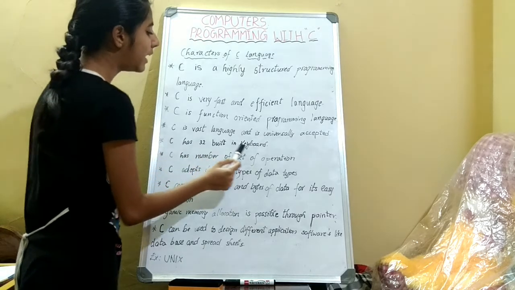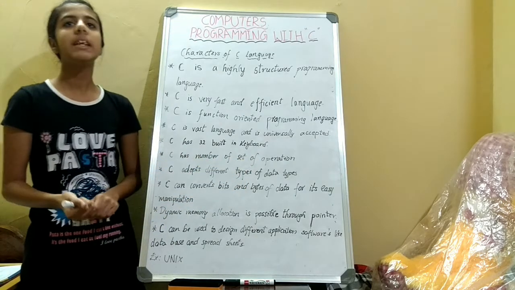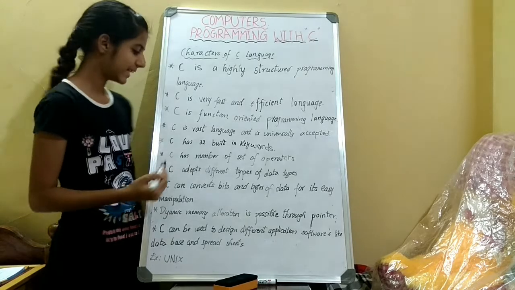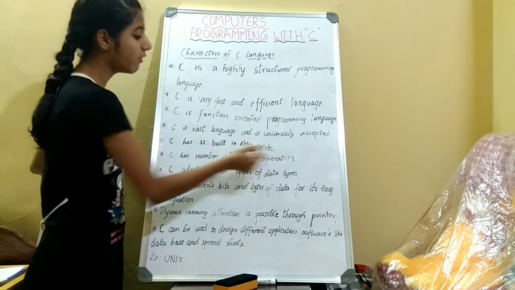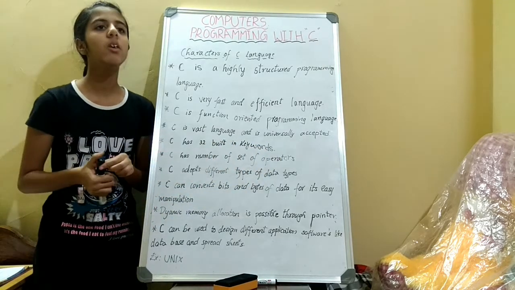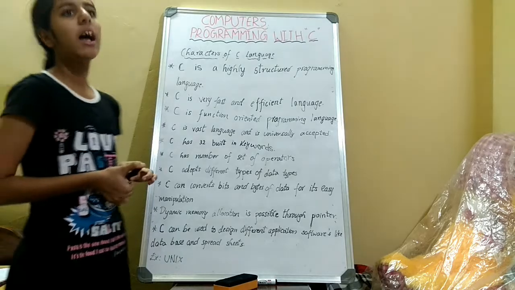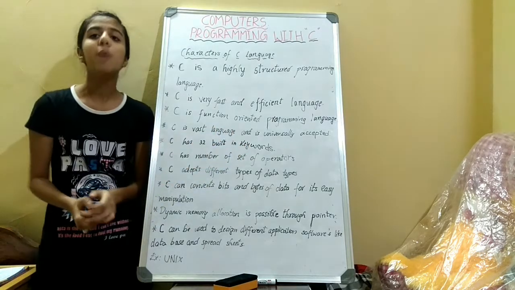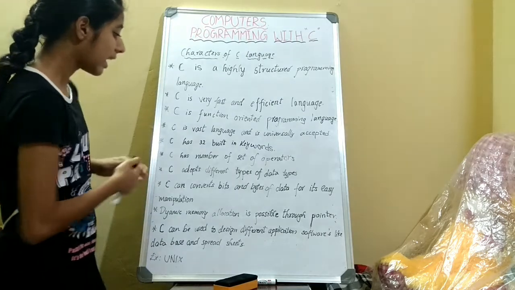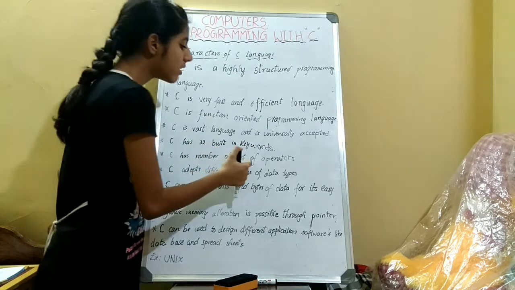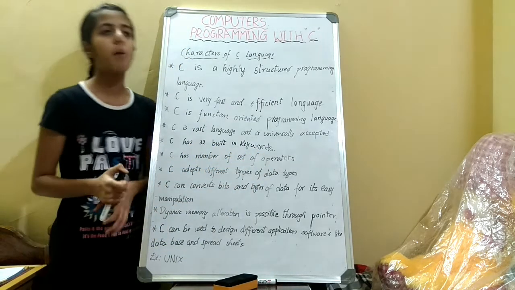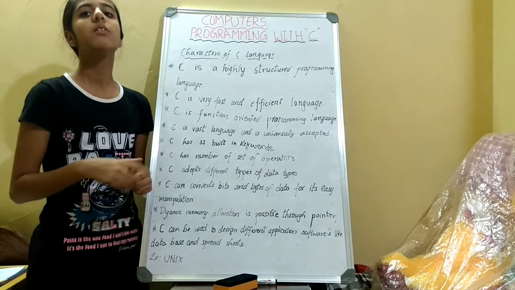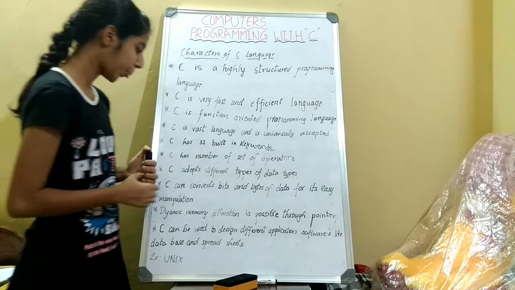C has 32 built-in keywords. This means you cannot use normal English in a C program. We should use only keywords so the program works. C has a set of operators. Operators are nothing but symbols. We should use them only.